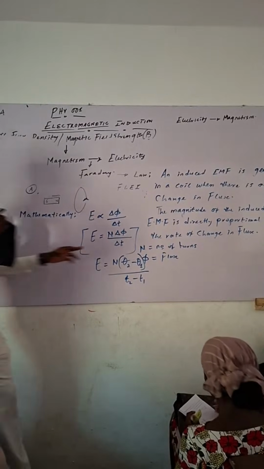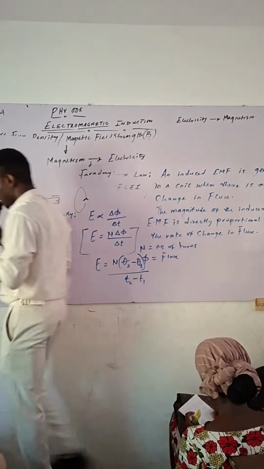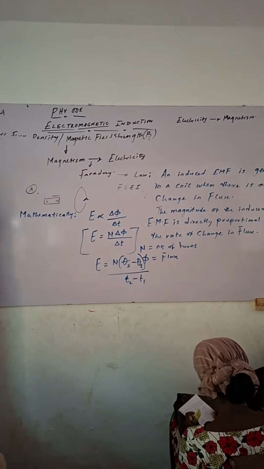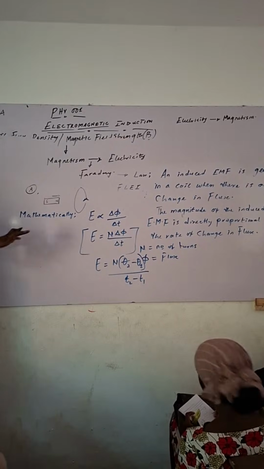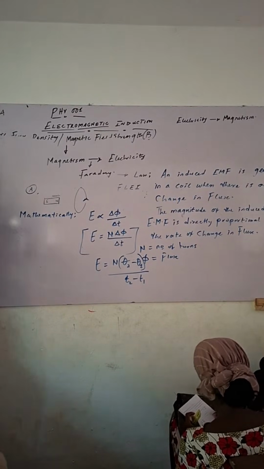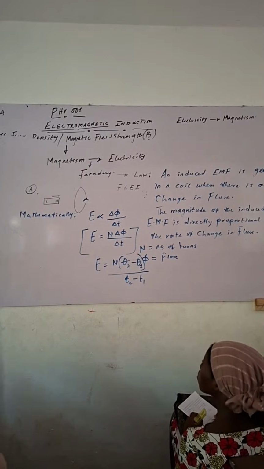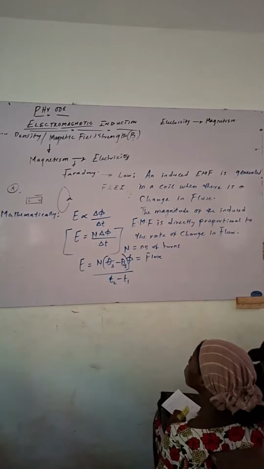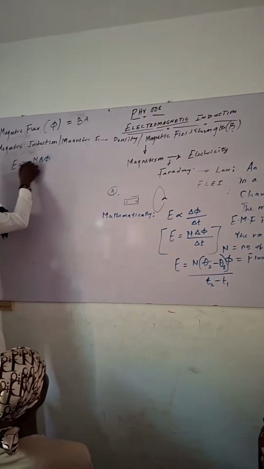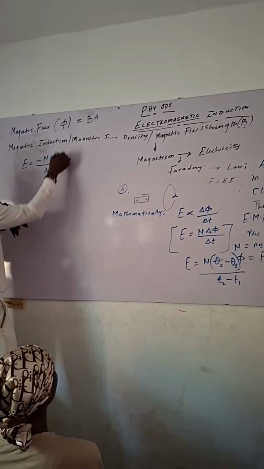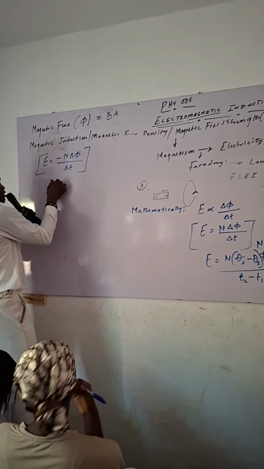Now, when you see this formula, the formula usually comes like this. Please follow. This understanding will make you understand transformer, how transformer works and everything. So the formula, whenever you have it, it is always written as E equals minus N dΦ/dt. And where does the minus come from? Let's talk about it. That's Lenz's law.